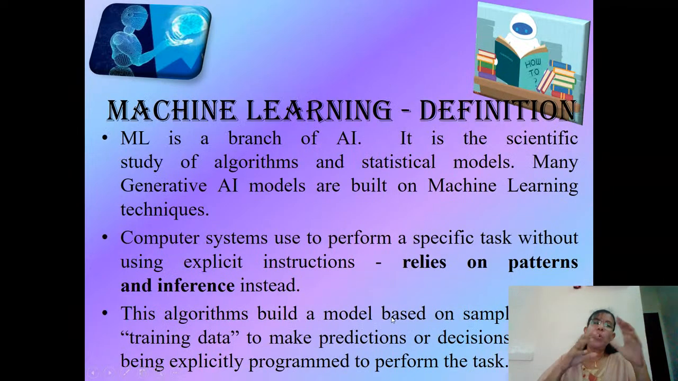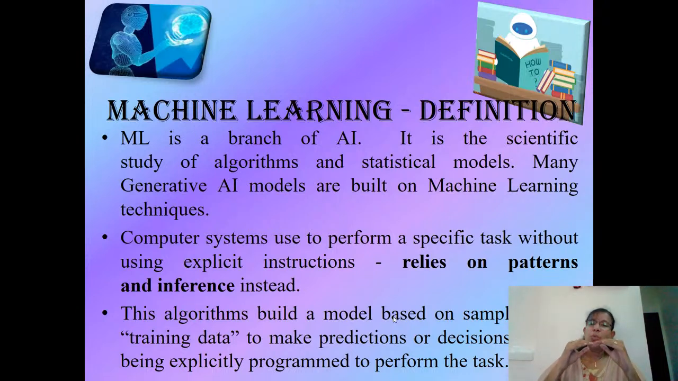Next, I'm going to give the definition of machine learning. So, what is machine learning? Machine learning is a branch of artificial intelligence. Today your topic is about Gen AI, is it not? Generative artificial intelligence. Most generative AI models are built using machine learning techniques.